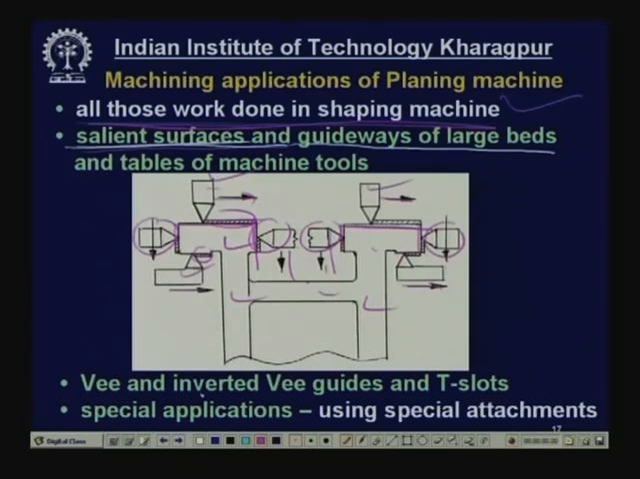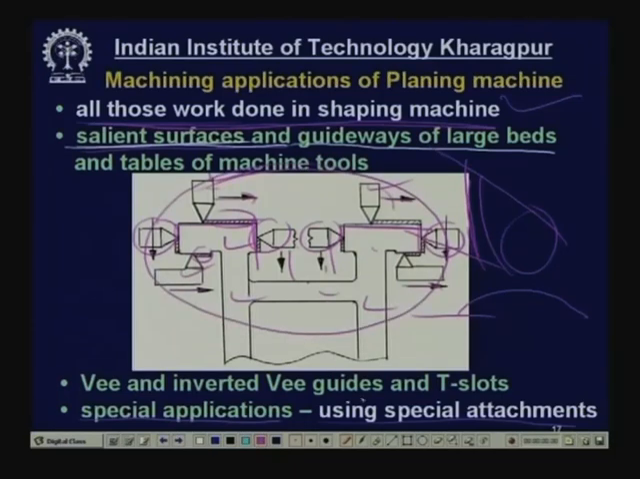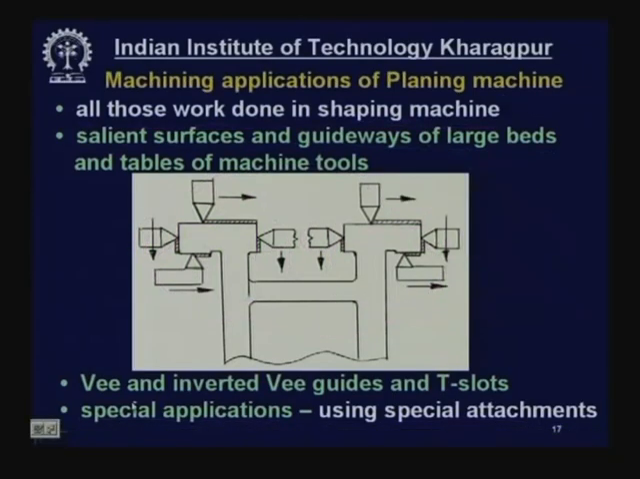Now, V and inverted V guides and T slots are also made in planing machines. Special applications using special attachments can be done, say some curved surface can be made. If there is a rod and you want to make a helical groove in the rod, that can be done in a planing machine with special attachments that you can see in the book. A lot of examples are given.